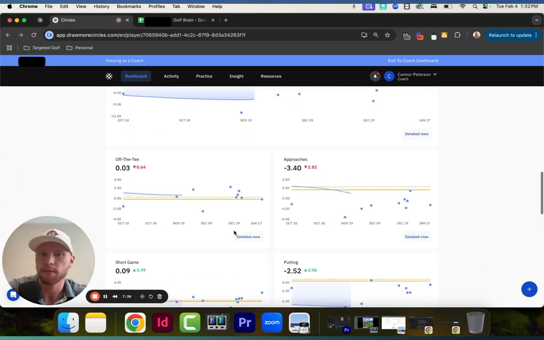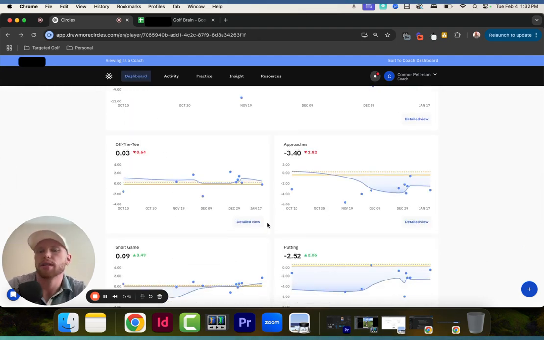Off the tee is a little bit better. And so the other factor here that I would really look at for this particular player is what is the mindset that we're approaching these tournaments with? Because if we're going into these tournaments and saying, okay, well, I need to perform at this level.